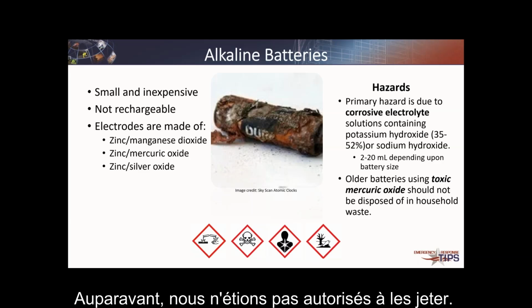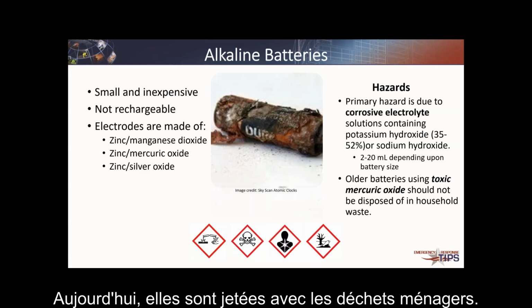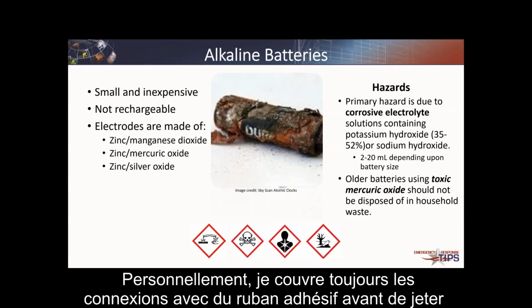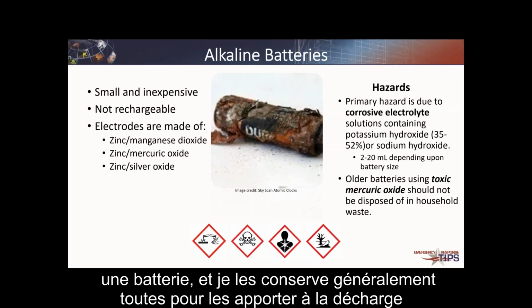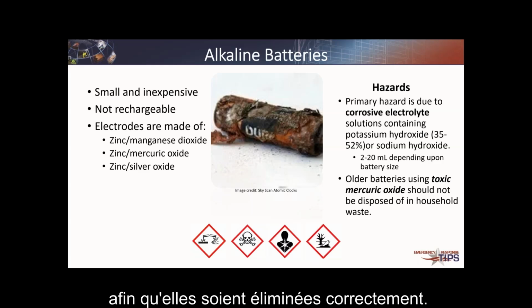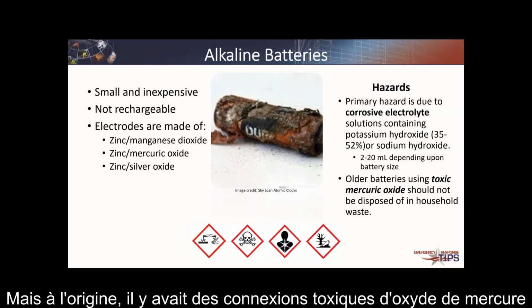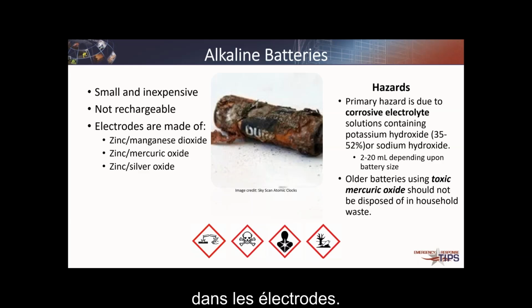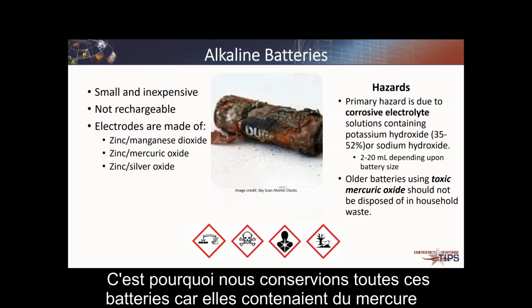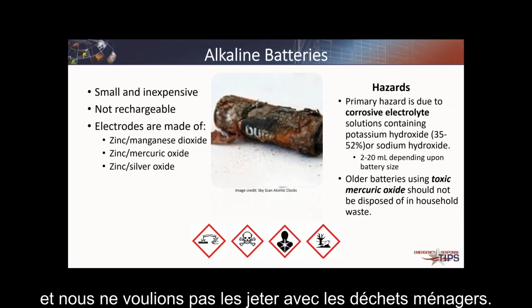Now, we also, at one point, were not allowed to throw these away. These today are thrown in the regular household trash. Personally, I always cover the connections with tape before I throw any battery away. And I usually save them all and bring them to the landfill so that they can take care of them properly. But originally, there were toxic mercury oxide connections inside of there and the electrodes. And so that was why we originally saved all of these, because they had mercury in there and you didn't want to dispose of them as household waste.